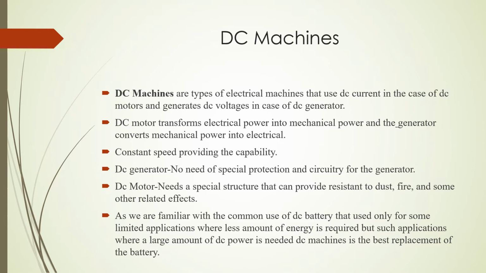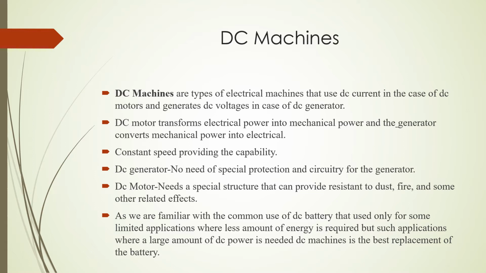In the DC generator, there is no need of special protection and circuitry. But in the case of a DC motor, it needs a special structure that can provide resistance to dust, fire and some other related effects.